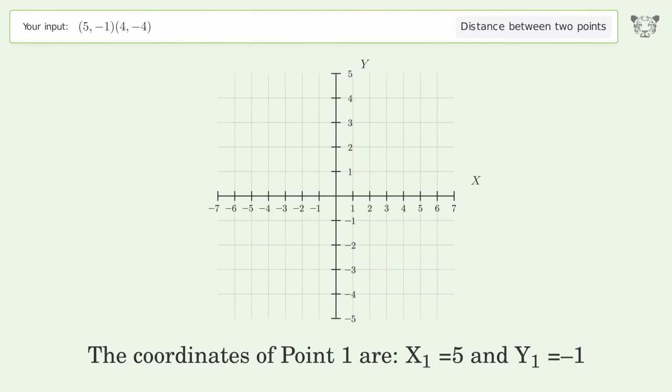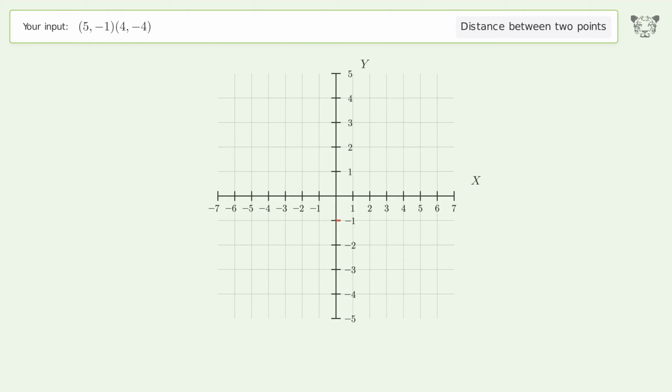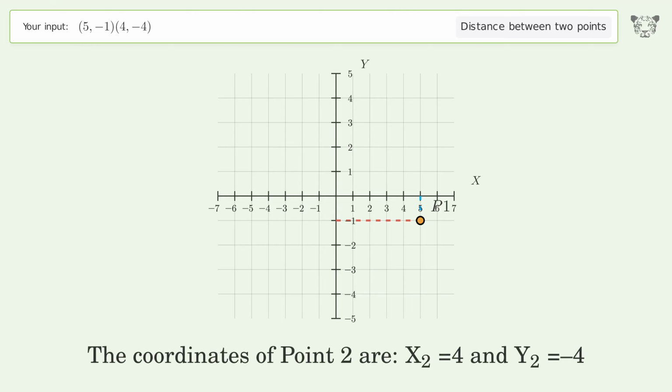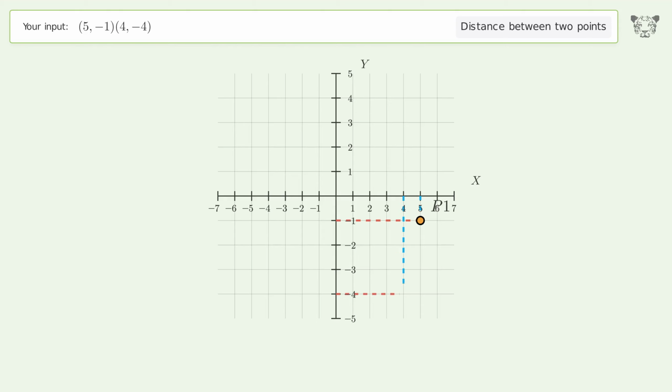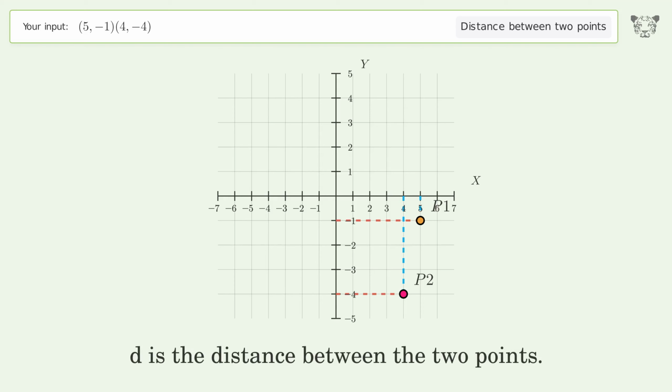The coordinates of point 1 are x1 equals 5 and y1 equals -1. The coordinates of point 2 are x2 equals 4 and y2 equals -4. D is the distance between the 2 points.